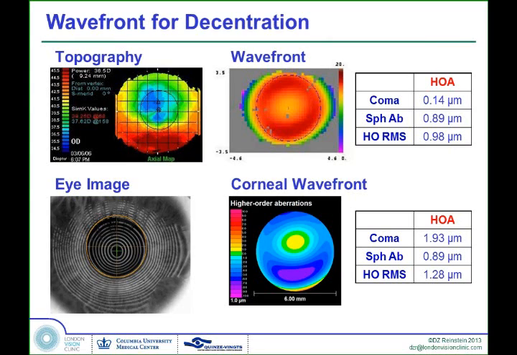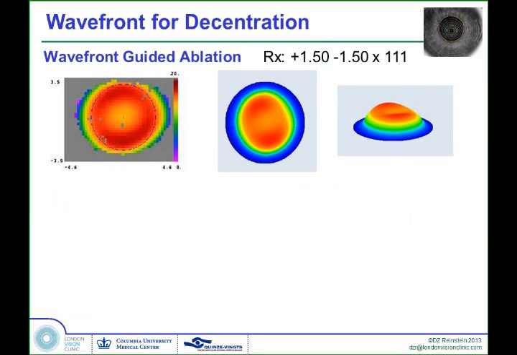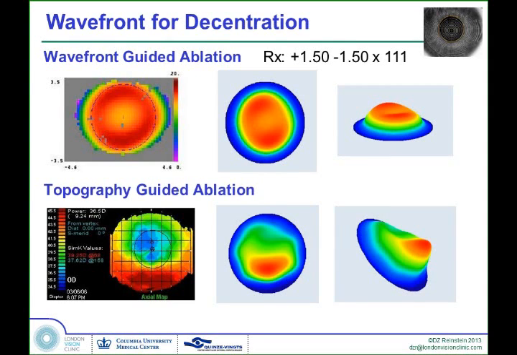And if you look at the corneal wavefront centered on the vertex, you can see a large amount of coma, 1.93 micron of coma, compared to 0.4 if you measure with reference to the pupil center. So how can you treat this patient? Well, if you look at wavefront guided, this would be the ablation profile, which is symmetrical, mainly treating for spherical aberration. Or you can do a topography-guided ablation with a very asymmetrical ablation profile. So which profile do you think would be best?